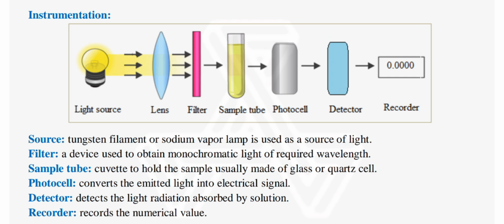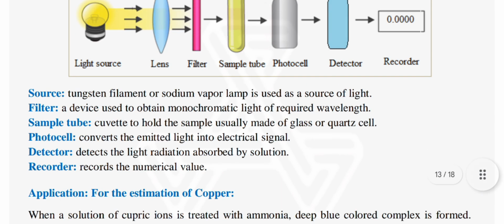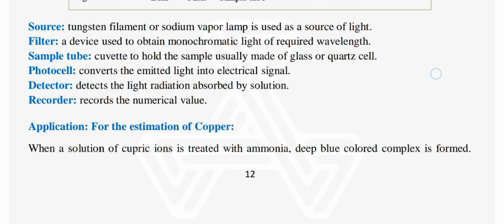Source: a tungsten filament or sodium vapor lamp is used as a source of light. Filter: a device used to obtain monochromatic light of the required wavelength. Sample tube: a cuvette to hold the sample, usually made of glass or quartz. Photocell converts the emitted light into an electrical signal. Detector detects the light radiation absorbed by the solution. Recorder records the numerical value.